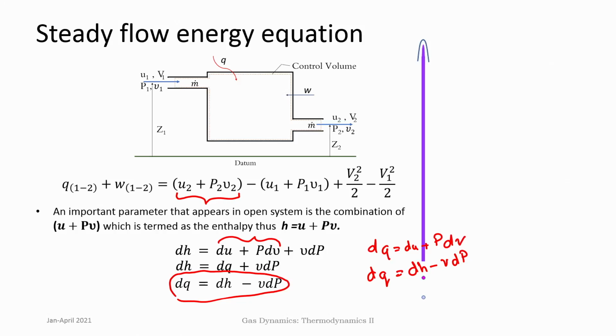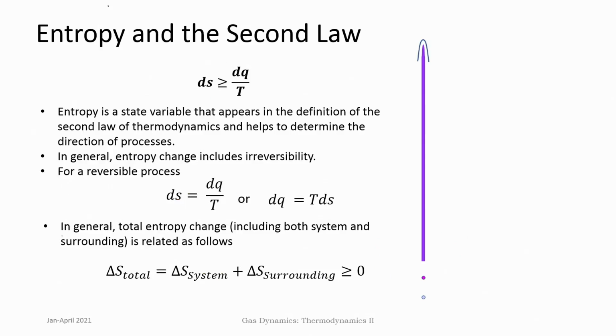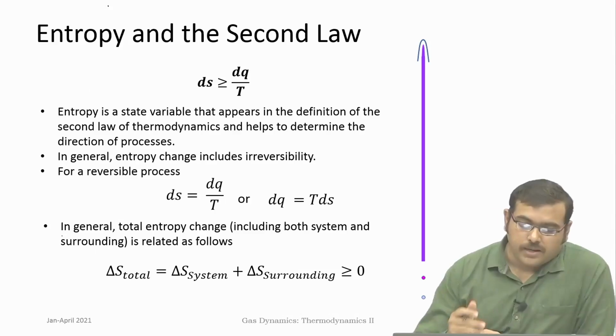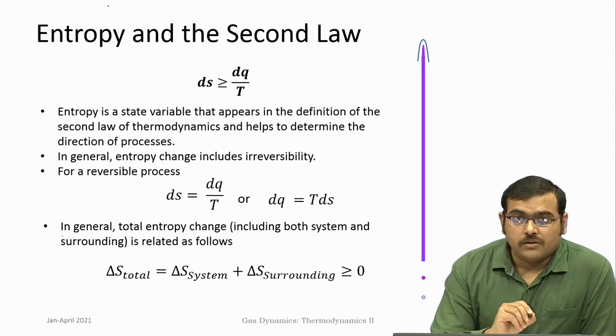But the first law of thermodynamics always relates to only exchanges of energy during a process as it goes from state A to state B, and it never tells anything about the direction, whether the process can happen or not, and this is clarified by the second law of thermodynamics. And in the second law of thermodynamics, an important state variable that gets defined is the entropy of the system. The entropy is a state variable, and the definition of entropy helps us to determine the direction of the process.